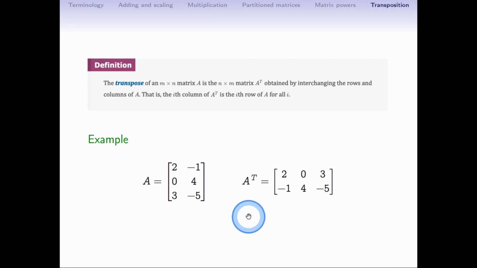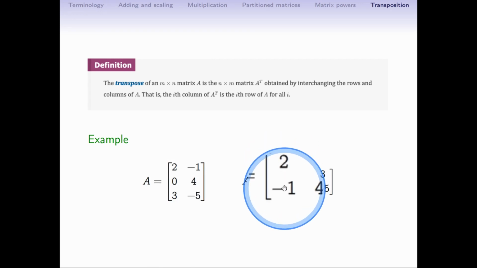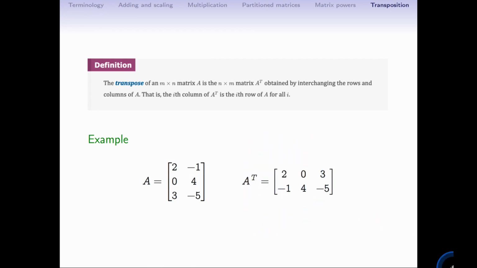Another way to think about it is in terms of rows. The first row of A will become the first column of the transpose, etc. So really, what is a transpose? We're merely interchanging the rows for the columns, right? The rows become the columns and the columns become the rows when I pass from a matrix to its transpose.